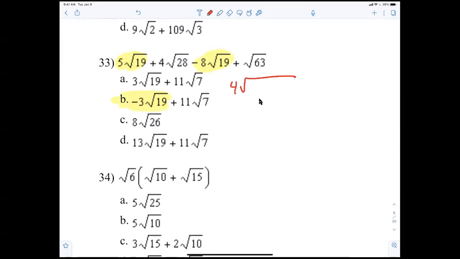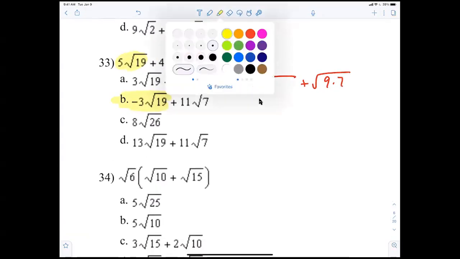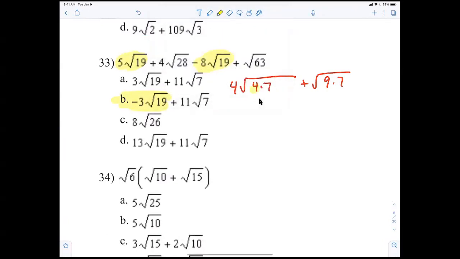4 times 28, remember, was 4 times 7, plus 63 was 9 times 7. And so now we know that square root of 4 is what? Come on, guys, square root of 4 is 2, but there's a 4 outside, so that makes it what? 8 radical 7 plus 3 radical 7. So altogether, that gives me 11 radical 7. Anybody have any issues?